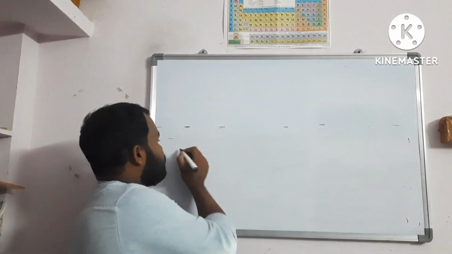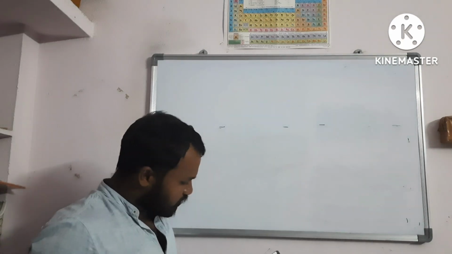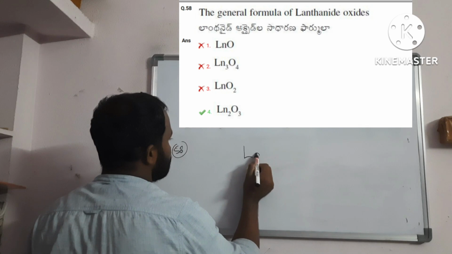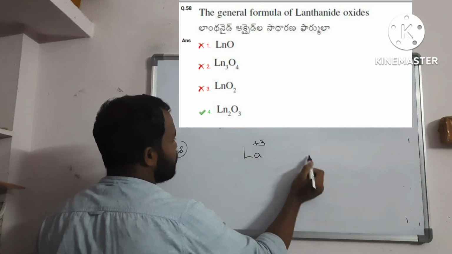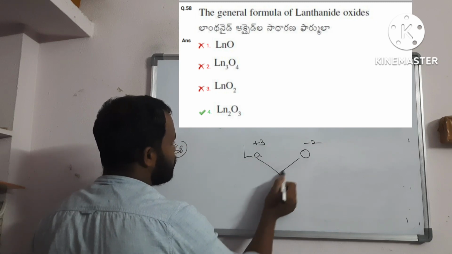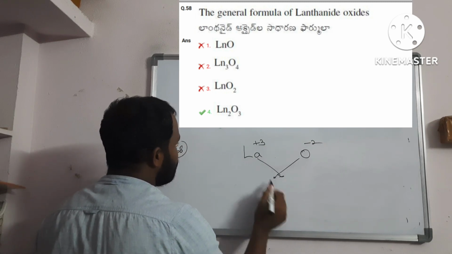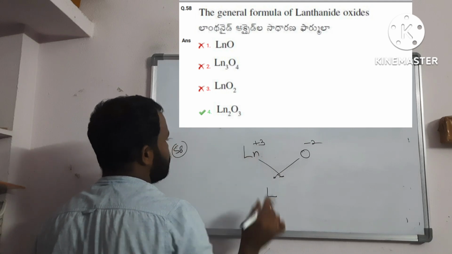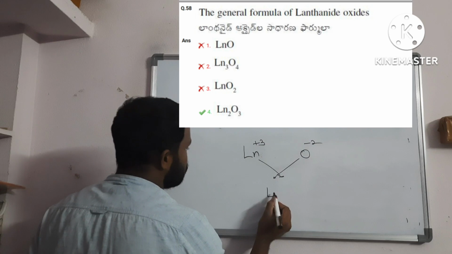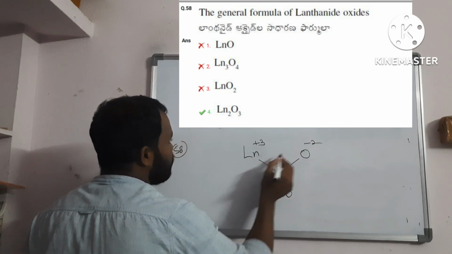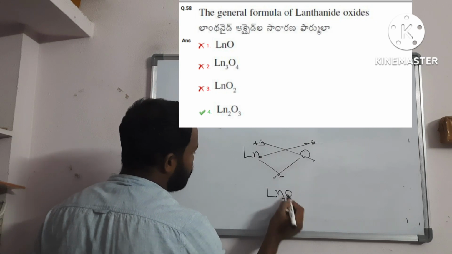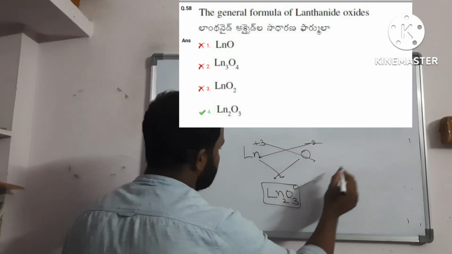So next, question number 58, a basic question they asked in the examination, the general formula for lanthanide oxides. Generally lanthanide is in the form of Ln plus 3, and oxide is in the form of O minus 2. By the crisscross method, if you apply this, you will get LNO, right? But here you will get 2 here, 3 here, cross multiply, Ln2O3 is the concept.